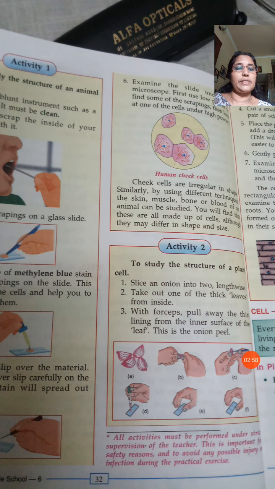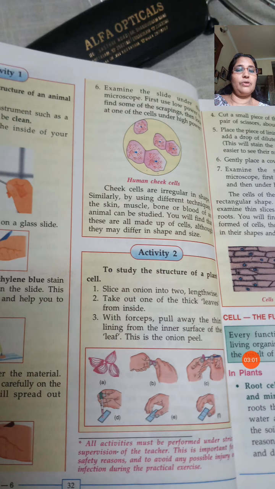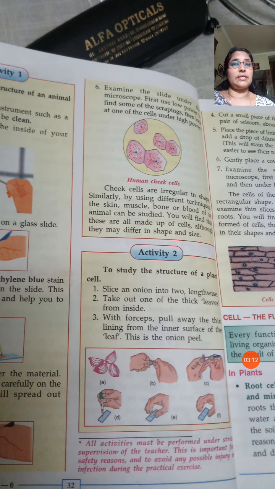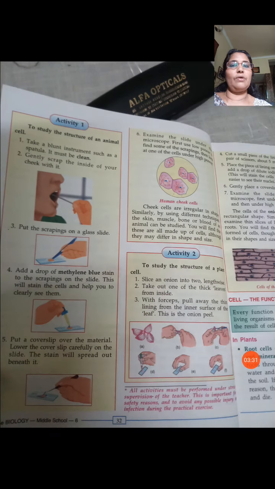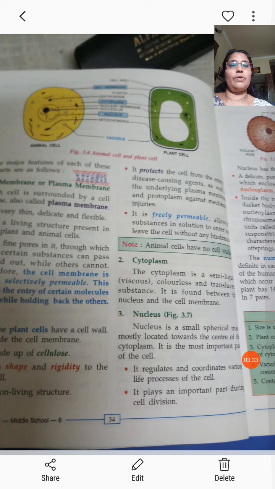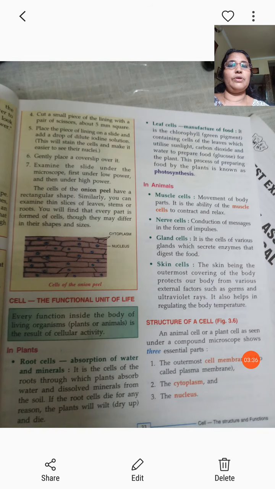Then with forceps, you can see in picture C the instrument, a tweezer like a small forceps, we can pull away. You can also take a plastic-like lining with your hand from the concave side of the onion pieces. If you go to your kitchen and take a slice of onion, we can pull it out from its concave side. Then we add a particular dye on it. That dye is known as iodine.